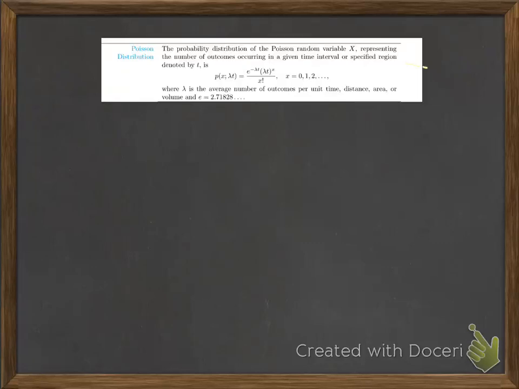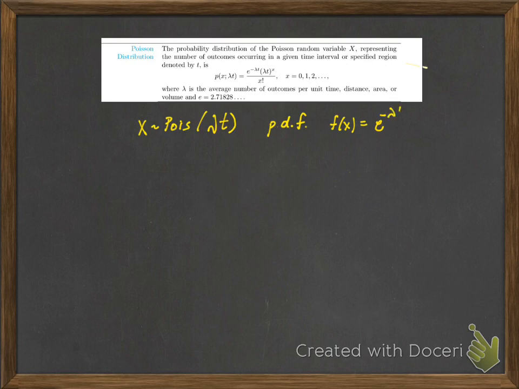All right, in this video we're going to explore the Poisson distribution. This is one of our discrete distributions, and so we say our random variable x has a Poisson distribution with parameter lambda t, and is given by the PDF, its probability distribution function. Here it's written as p, but we often use f of x, so f of x is equal to e to the negative lambda t, times lambda t to the x, all over x factorial.